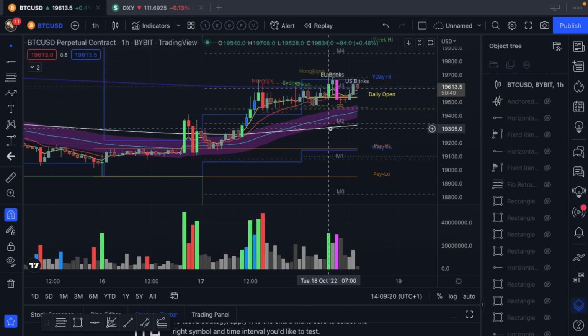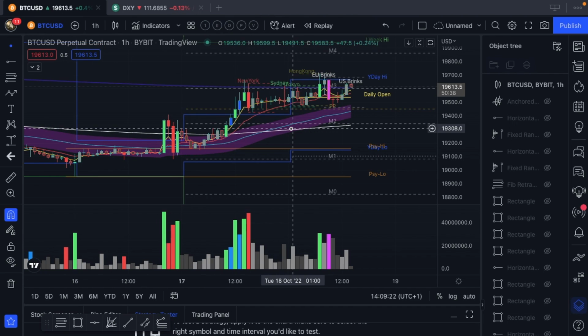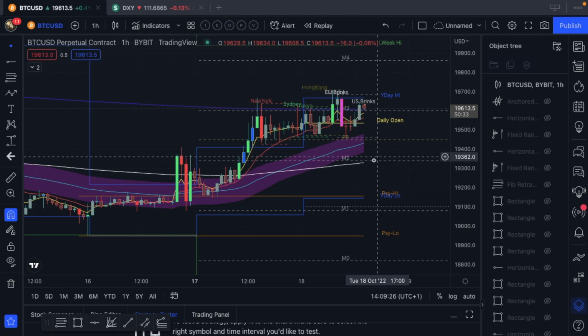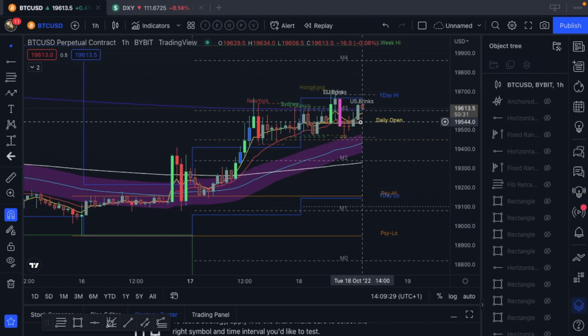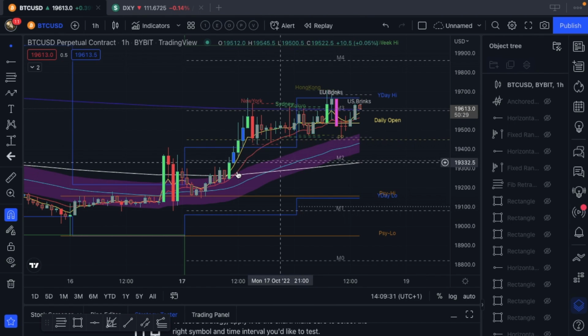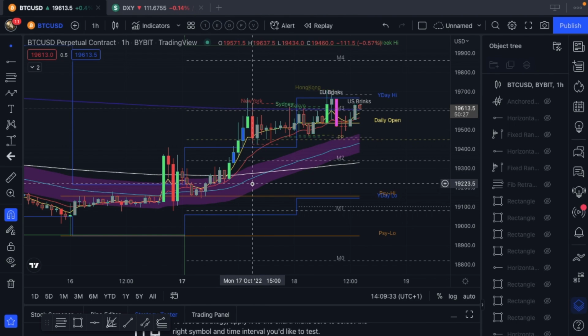So today what we're going to look at, we'll do a brief recap of these vectors, and then we're going to look at the pivot lines here, okay? And also talk about the significance of the 50 EMA.